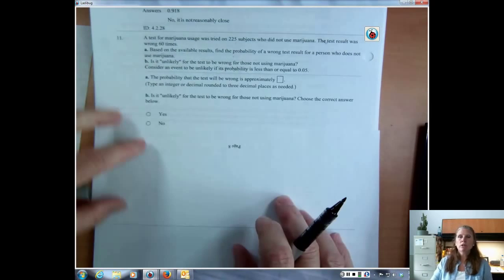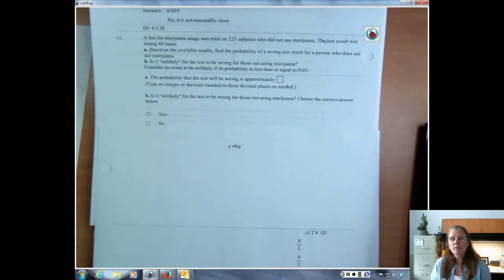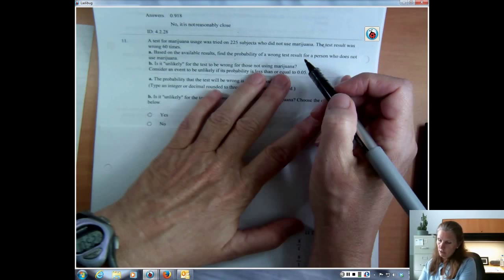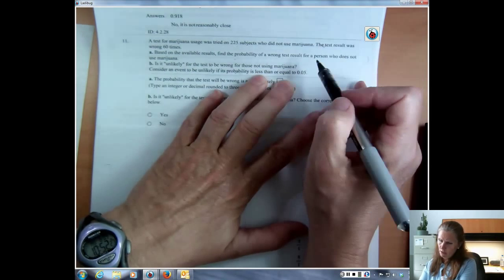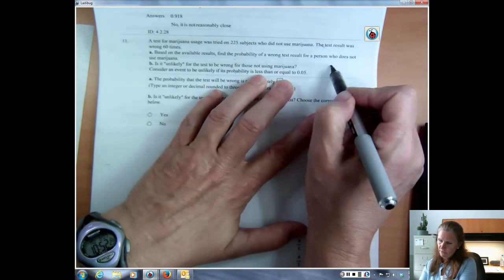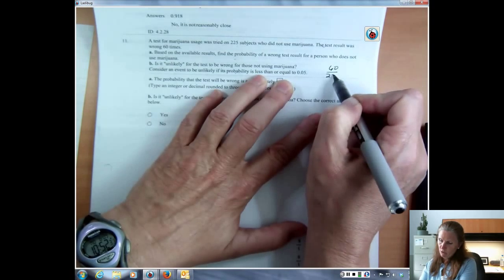A test for marijuana usage was tried on 225 subjects who did not use marijuana. The test result was wrong 60 times. Based on the available results, find the probability of a wrong test for a person who does not use marijuana. So, we had 60 of those people, 60 divided by the sample space of 225.